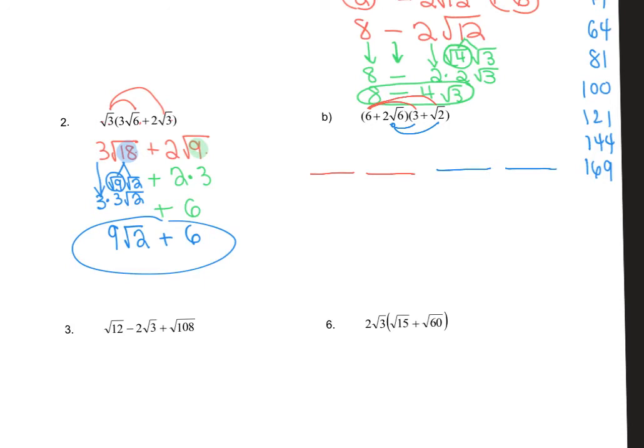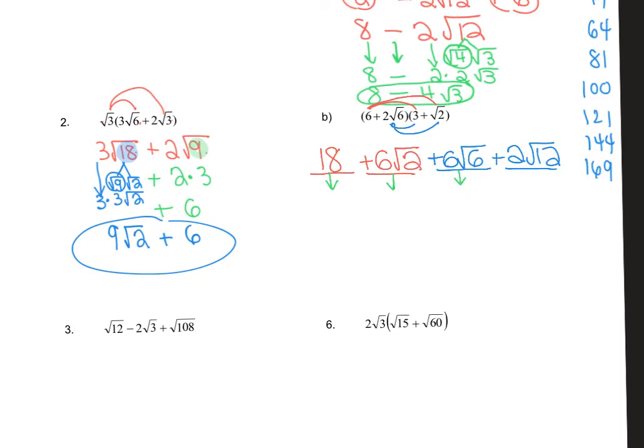Okay, 6 times 3 gets us 18. 6 times root 2 gets us plus 6 root 2. 2 root 6 times 3 gets us plus 6 root 6. And then 2 root 6 times root 2 gets us plus 2 root 12. So 18, there's nothing I can do with it. That's going to get dragged down. 6 root 2, there's nothing I can do with it. That's going to get dragged down. 6 root 6, there's nothing I can do with it. That's going to get dragged down.